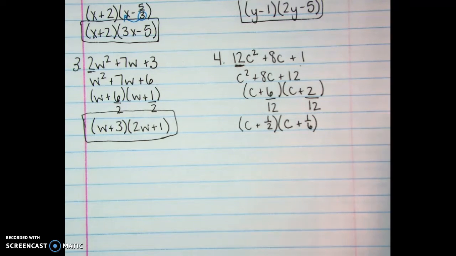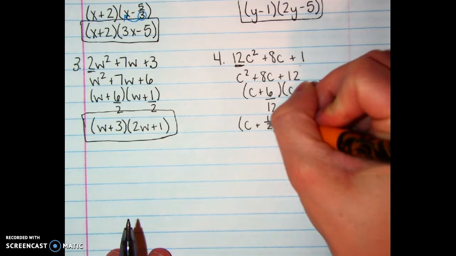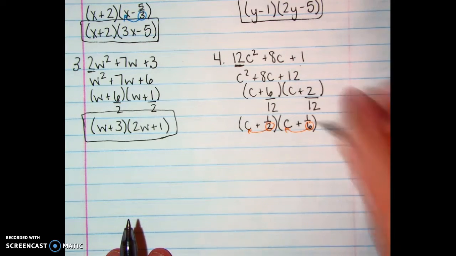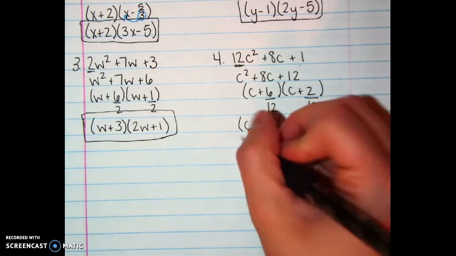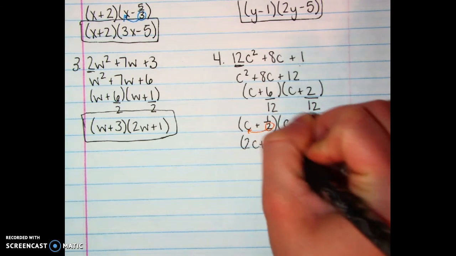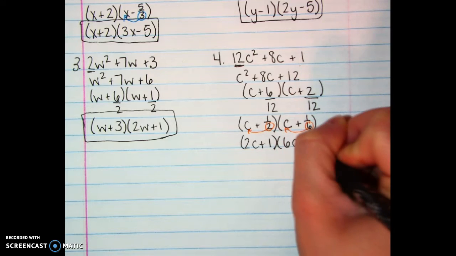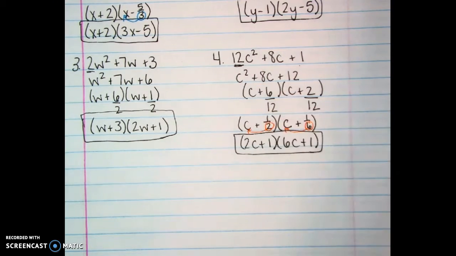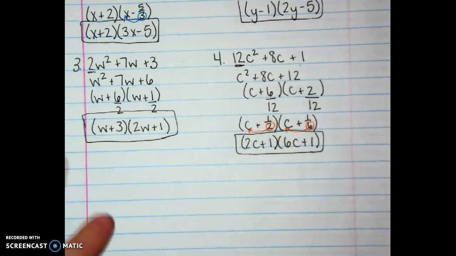And now I move the denominator to the front. So I take the 2 and move it, and I take the 6 and move it. So I get 2c plus 1, 6c plus 1. And that's it. Let's look at another one similar to that one.